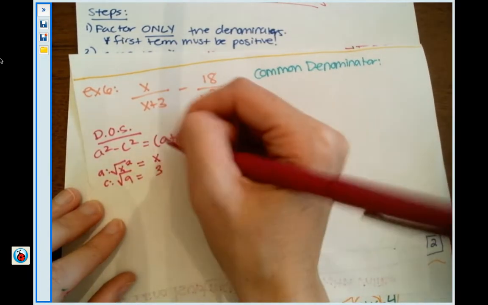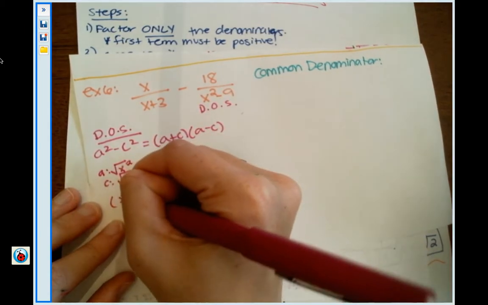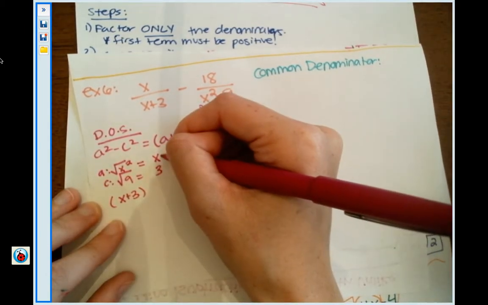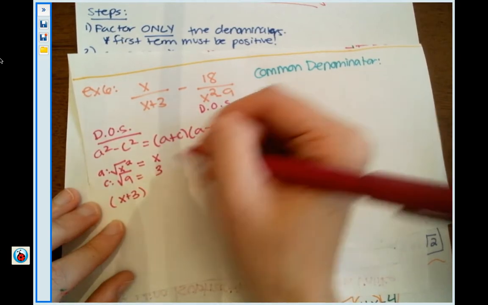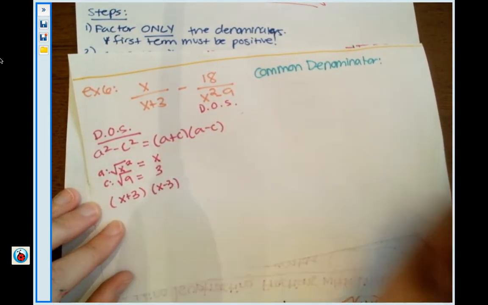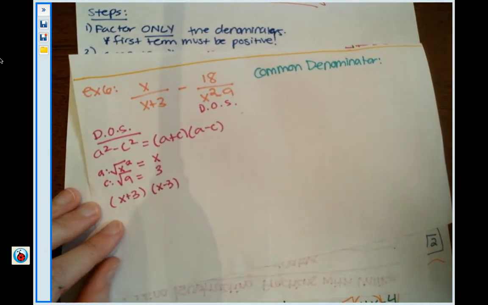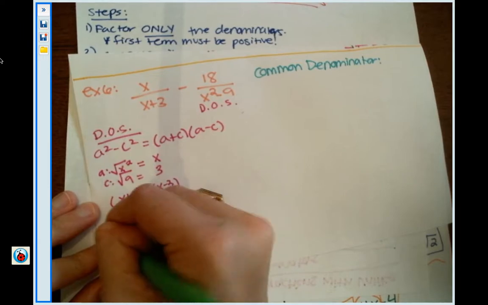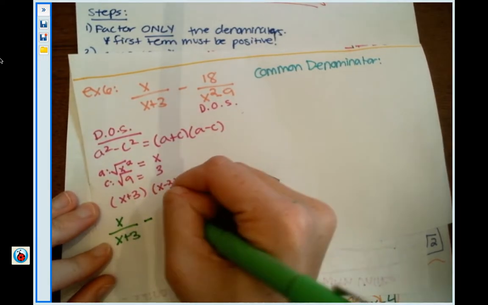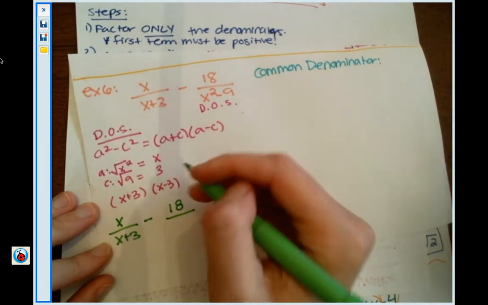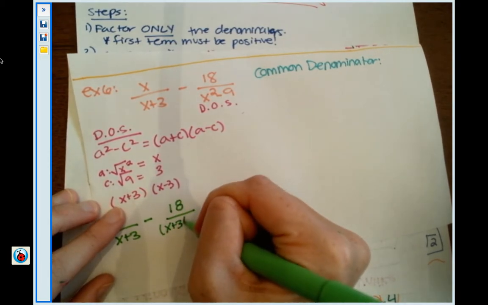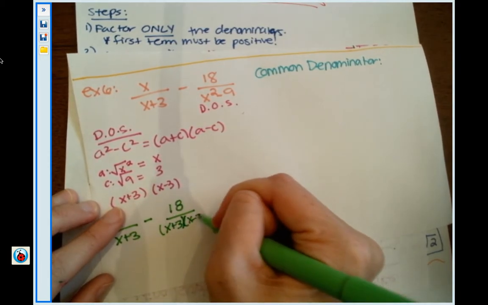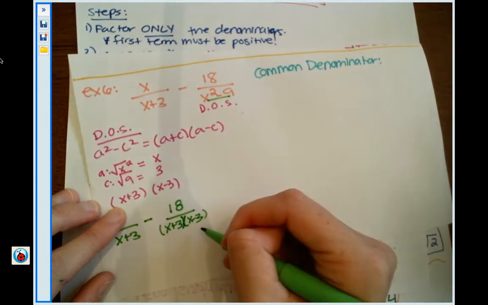So my difference of squares is going to be x plus 3. I'm going to add them one time, my A and my C, and I'm going to subtract them one time. So it'd be x minus 3. So that would be this bad boy factored. So I'm going to write that down real quickly. So what we have right now is my first fraction's good to go. I have x over x plus 3 minus 18 over x plus 3 times x minus 3. So I've now written this thing in factored form.